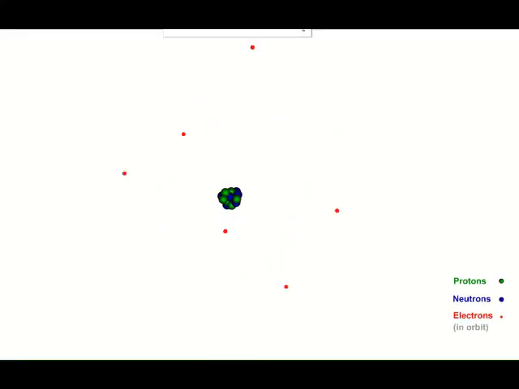Okay, so here's another model. We've got our nucleus in the center, made up of green protons and the blue neutrons, and around those we've got the electrons orbiting. We have the same number of electrons, 6, as protons in an atom. The electrons have a negative charge, the protons have a positive charge. So if we have equal numbers, the overall charge on an atom is neutral.